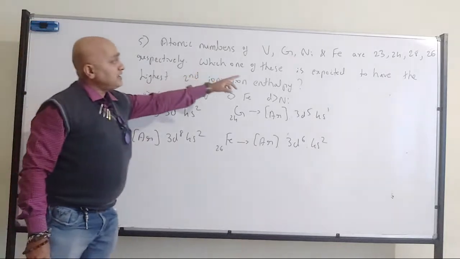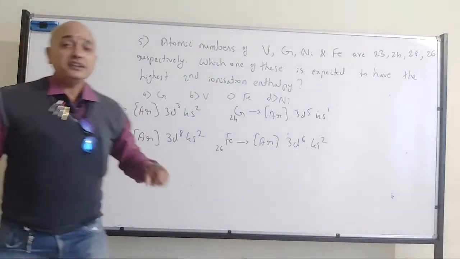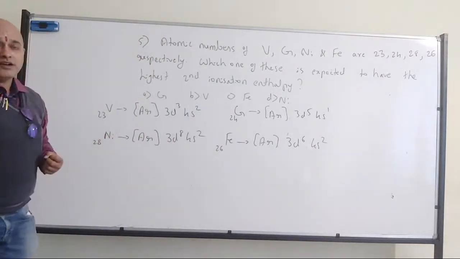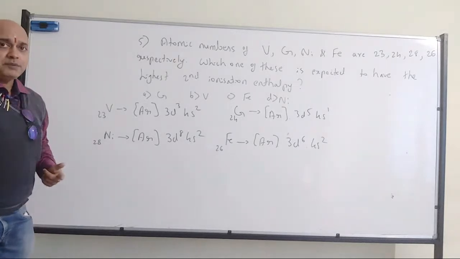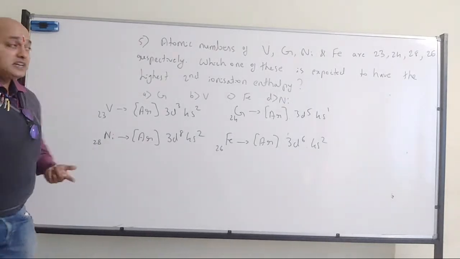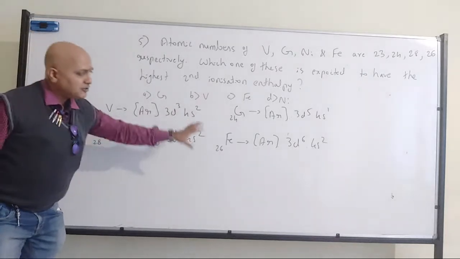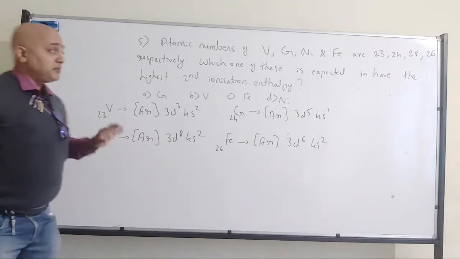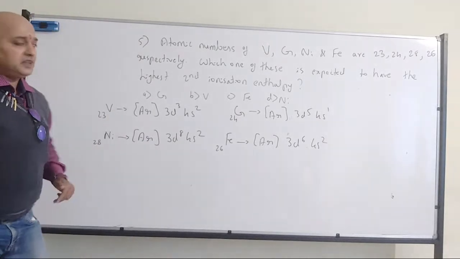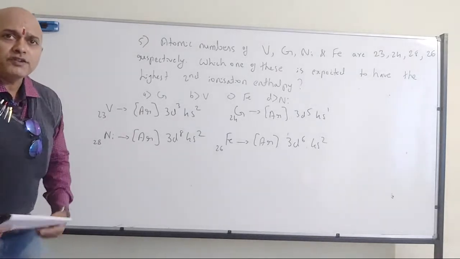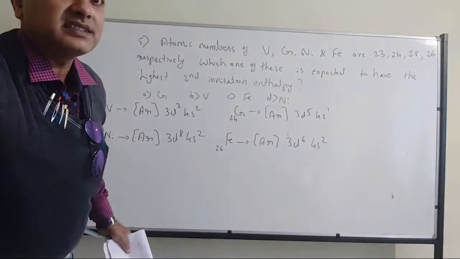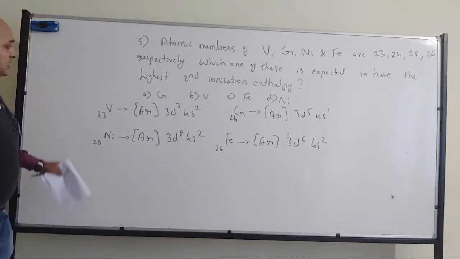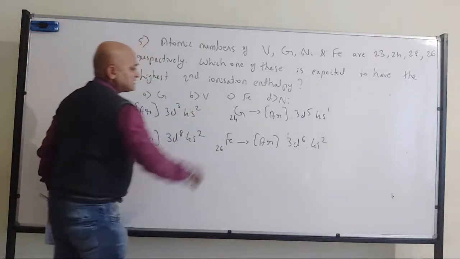Now, second ionization enthalpy means what? What is meant by ionization enthalpy? The amount of energy required to remove an electron. First ionization enthalpy means the first electron, second ionization enthalpy means the second electron. I have written the electronic configuration. Can you tell me where it will be difficult to remove the second electron? Some of you have written option C as the answer, some of you have written A. Really, do you think option C is the answer?